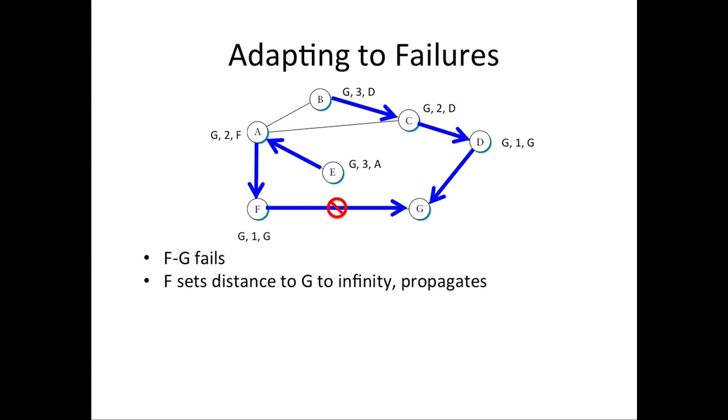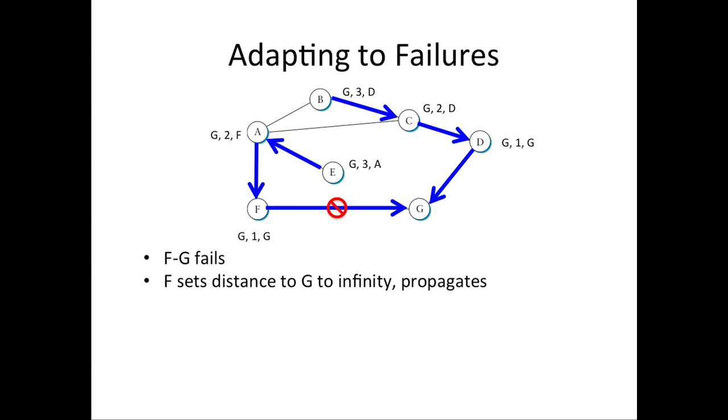So what F could do is set the distance to G to be infinity, a large number, and advertise that to its neighbor. Who is F's neighbor right now? A, okay. Good. So it can tell A that my new distance to G is infinity.